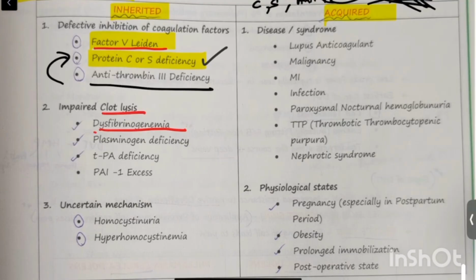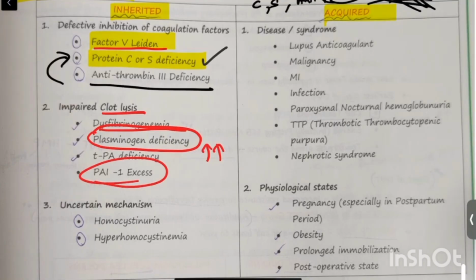Other than that, plasminogen deficiency. Plasminogen helps in breaking down the clot, forming plasmin, you can say. So if there is a deficiency of this, the clot will not be lysed, so more clot will be there. Similarly, TPA deficiency and platelet activation inhibitor 1 excess.